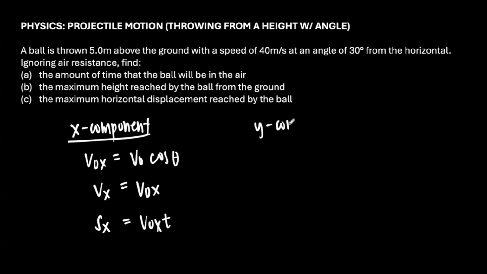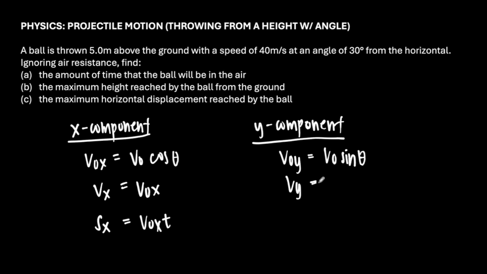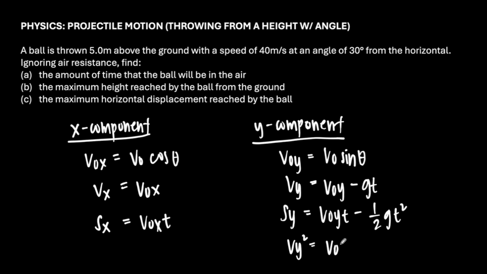For the y component, we will be following the four kinematics formulas. We know that V0y is equal to V0, but instead of cosine, we use sine theta. And then Vy is equal to V0y minus gt. Then we have Sy is equal to V0y t minus 1/2 g t squared. And Vy squared is equal to V0y squared minus 2g Sy.